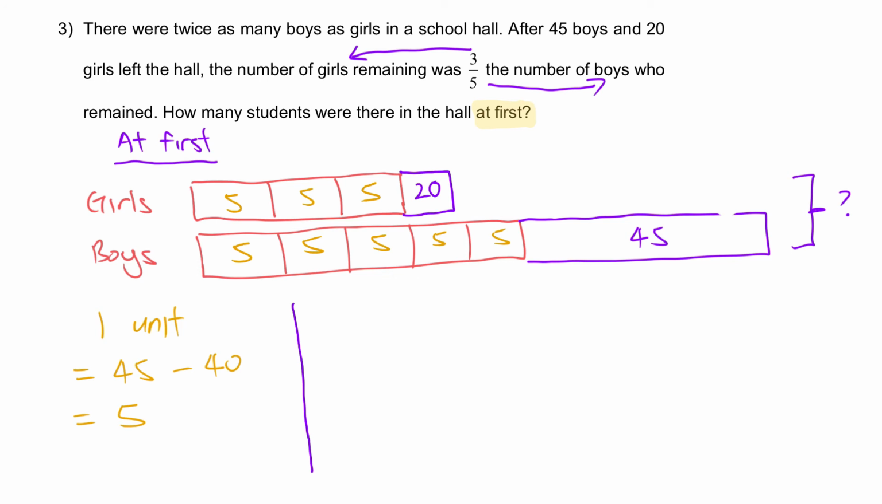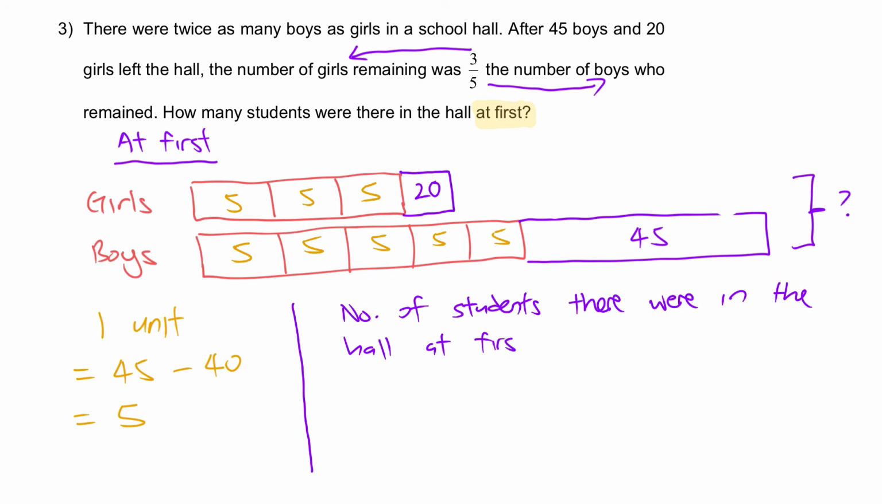How many students were there in the hall at first? Well, just add everything up, isn't it? So the number of students there were in the hall at first, which is how many units? 1, 2, 3, 4, 5, 6, 7, 8. 8 times 5 plus 20 plus the 45 here, right? 20 and 45. And that will give you 105, which is the answer.